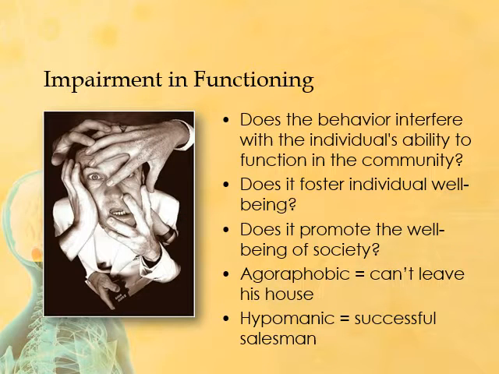Impairment in functioning is one of those that we look at in addition to distress or suffering in terms of whether or not we diagnose someone with a mental disorder according to the DSM. Impairment in functioning is about whether a person's behavior interferes with their ability to function in the community. There are a variety of ways in which a person functions on a day-to-day basis in a healthy manner. Some of those things have to do with the activities of daily living, or ADLs, you might have heard.